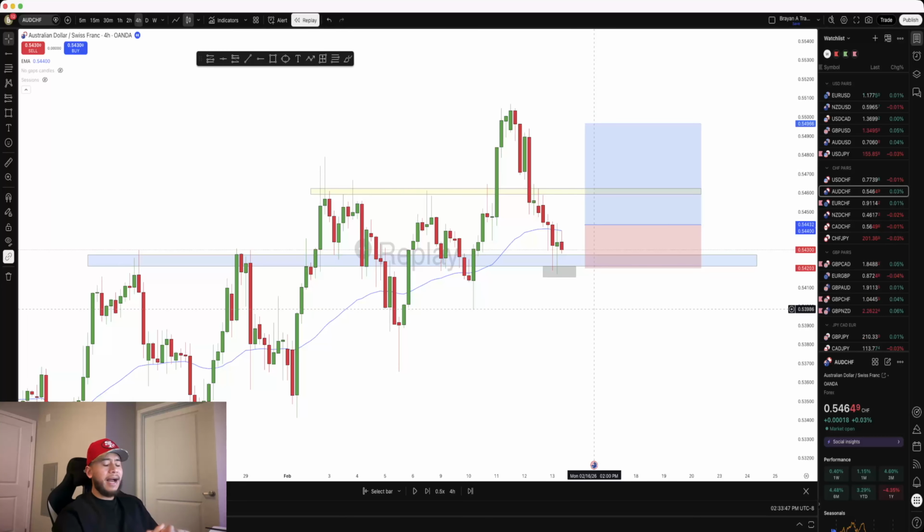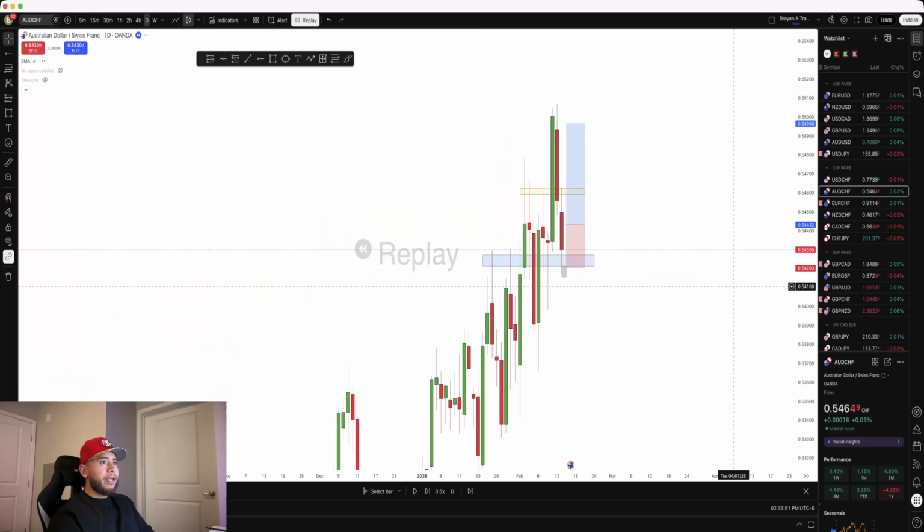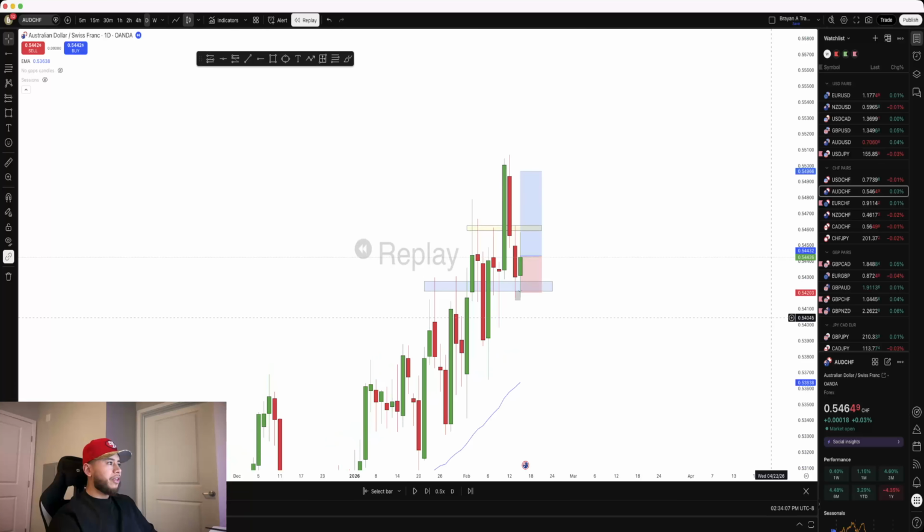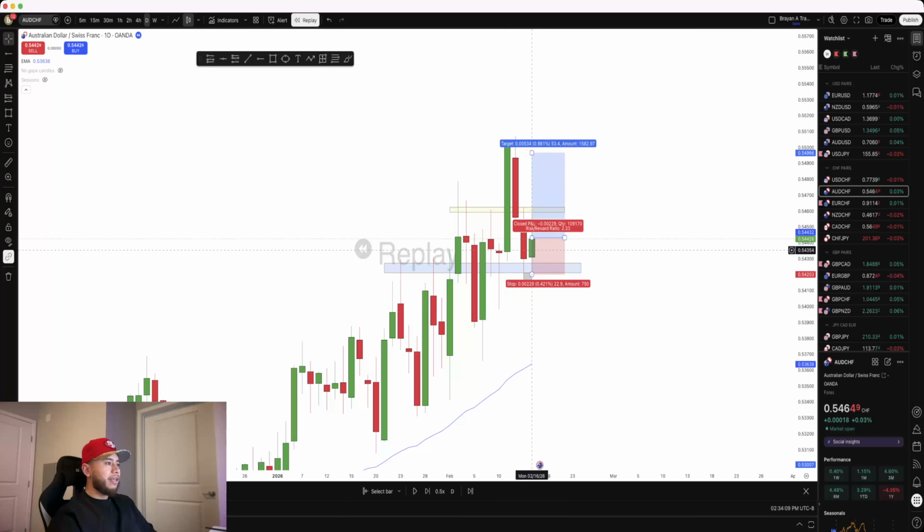Next, I continued to stay patient. I wanted the higher time frame for me, the daily, to reject the zone for a higher probability trade setup. So I stayed patient and waited to see what price did the next couple of days. I waited for the next daily candle to happen. So if I move forward, there we go. This is the next daily candlestick.